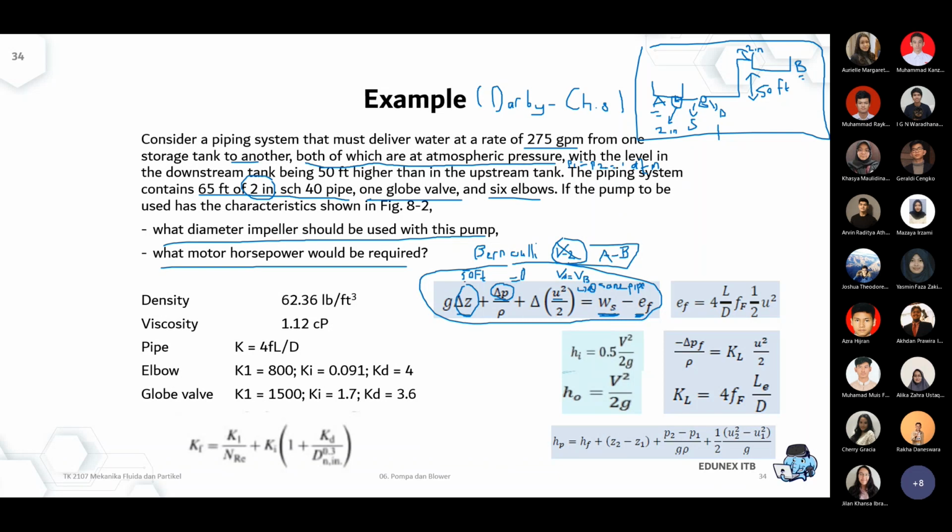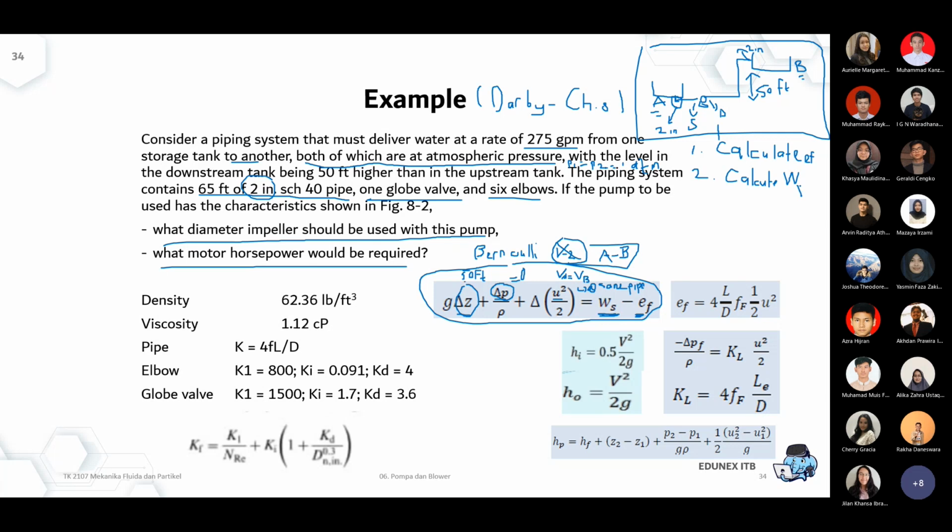Both of them have not been mentioned or calculated. So in order for you to finish the Bernoulli equation, the energy equation system, you have to calculate your EF first. Calculate your EF, your friction, and then put it in the Bernoulli or the energy system, then you can calculate your pump duty or the pump energy requirement.